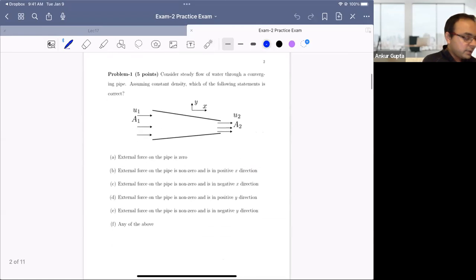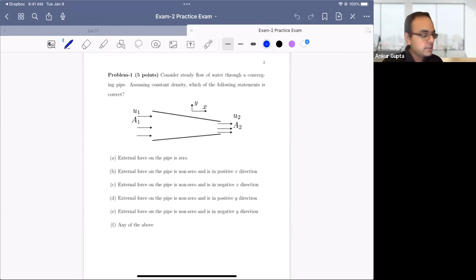All right, so let's start with problem 1. It says, consider a steady flow of water flowing through a converging pipe, assuming constant density. Which of the following statements is correct? The options given are: external force on the pipe is 0; external force on the pipe is non-zero and is in positive x direction; external force on the pipe is non-zero and is in negative x direction; external force on the pipe is non-zero and is positive y, negative y, or any of the above.